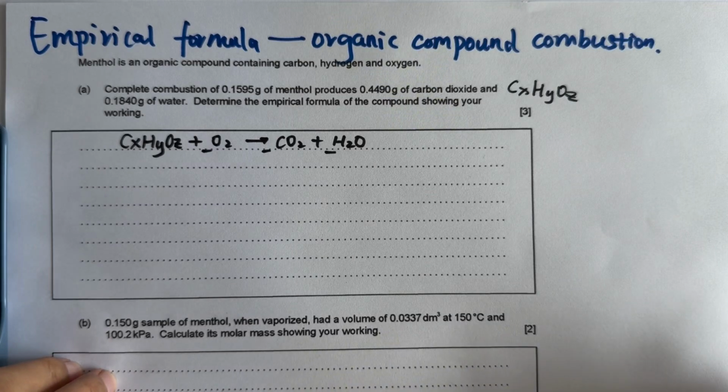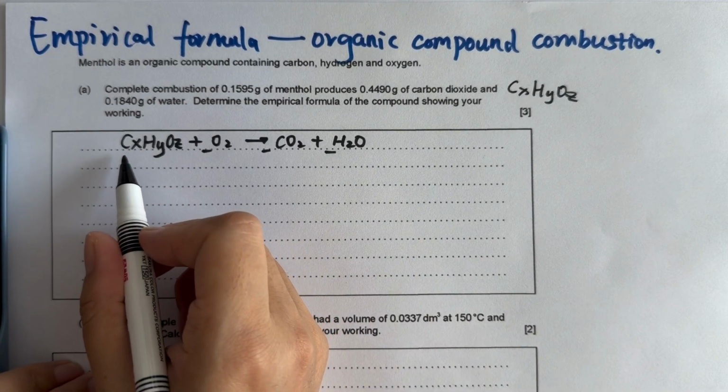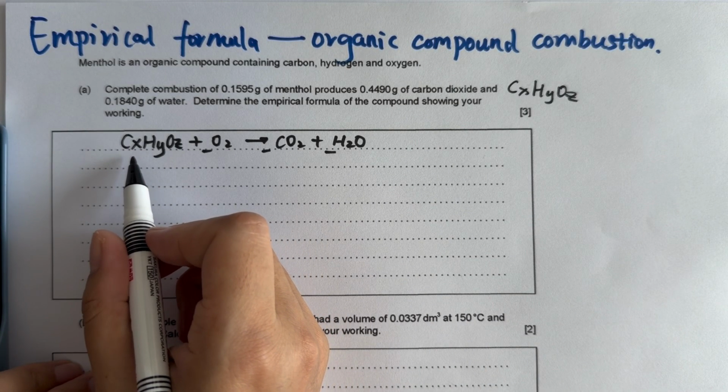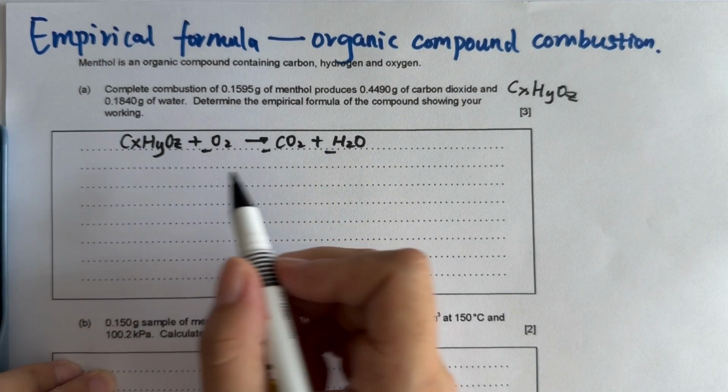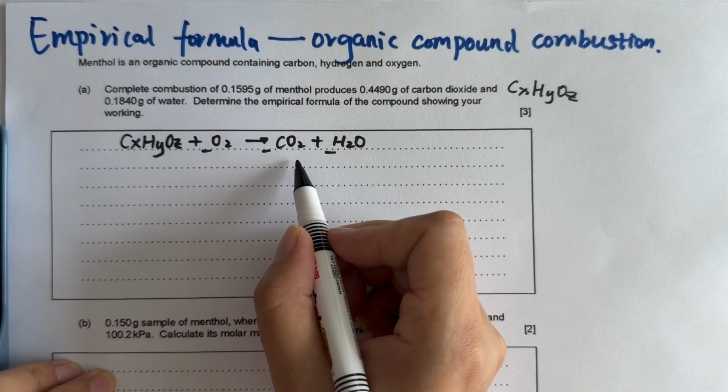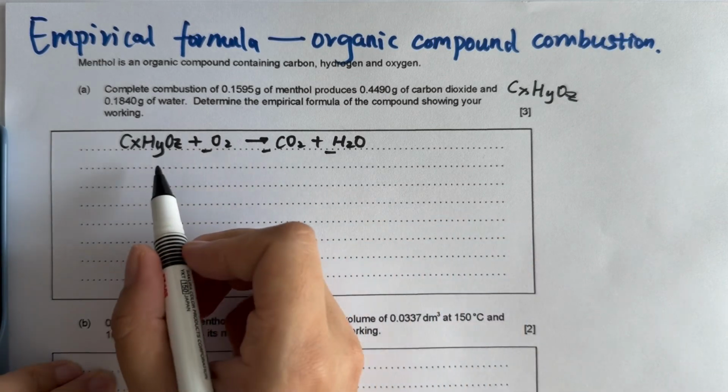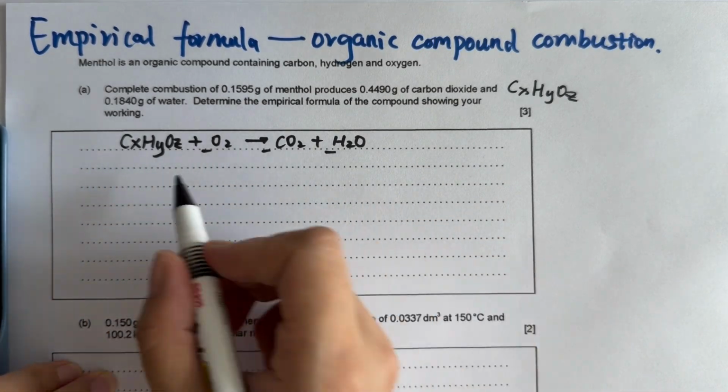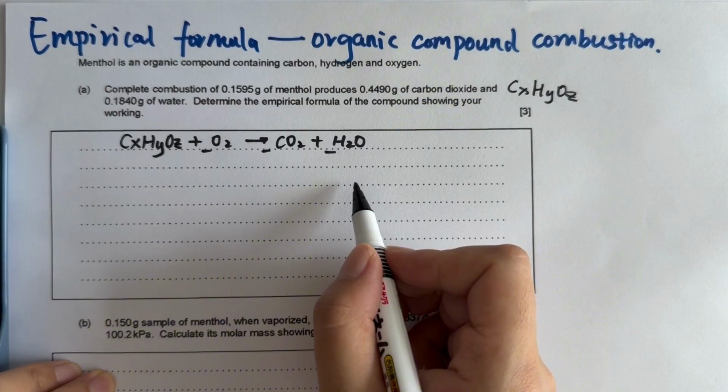The first method is that you can try to balance it using x and y to represent the coefficients, but I don't think it is a good method because solving it is a little bit complicated. Another way is that we can see the number of moles of carbon in this organic compound will be equal to the number of moles of carbon in carbon dioxide, and it is true for hydrogen. So we can use this kind of relationship to solve it.